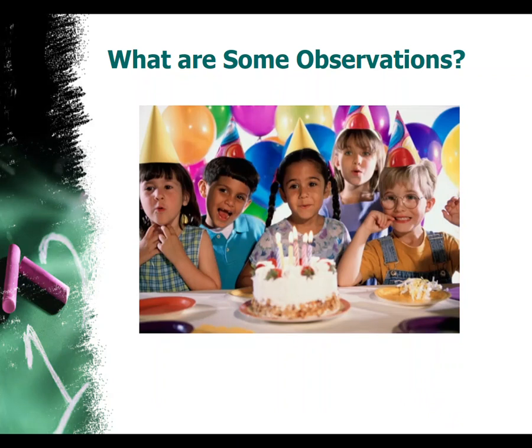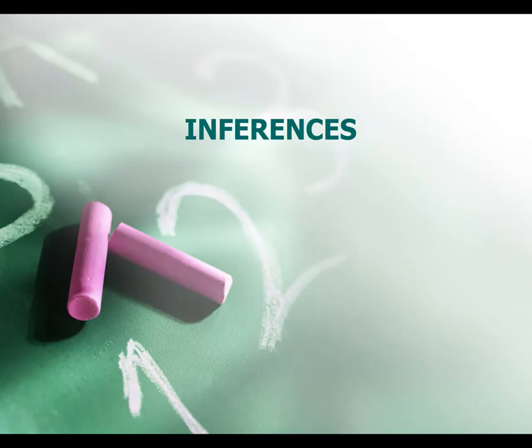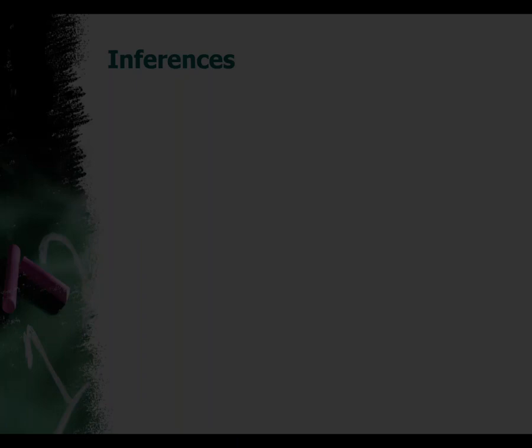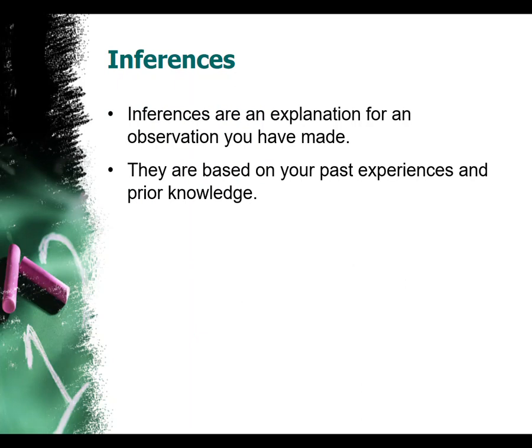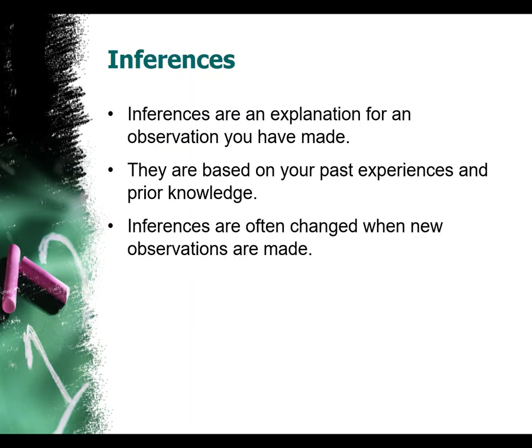Now, the opposite of observations, or if we add on to an observation, would be when we make inferences. An inference is when you make an explanation or a conclusion based on the observations that you have. This is based on past experiences and prior knowledge. Inferences are often changed when new observations are made. You can create new inferences as you learn more.